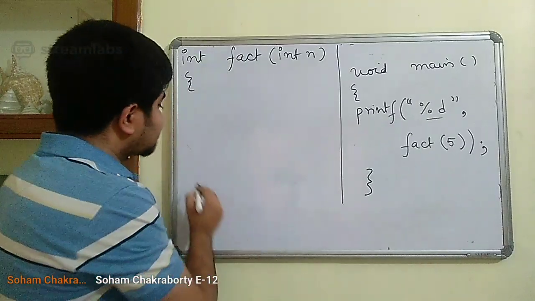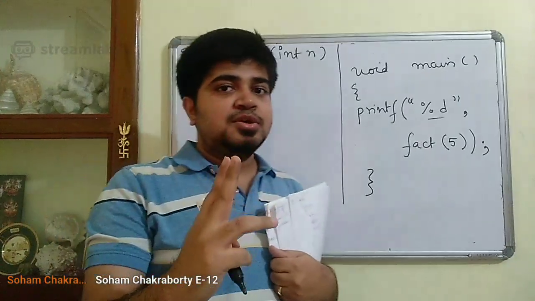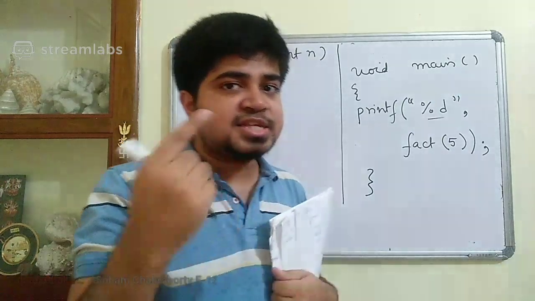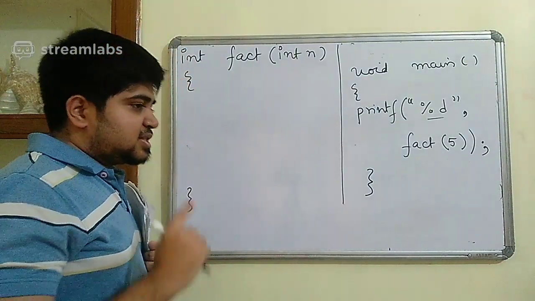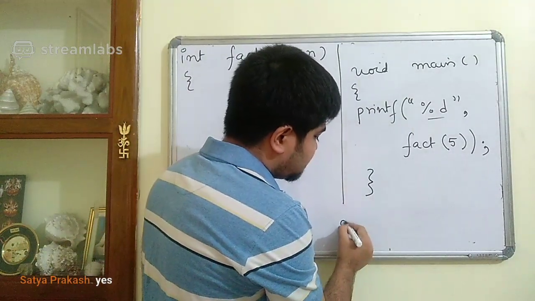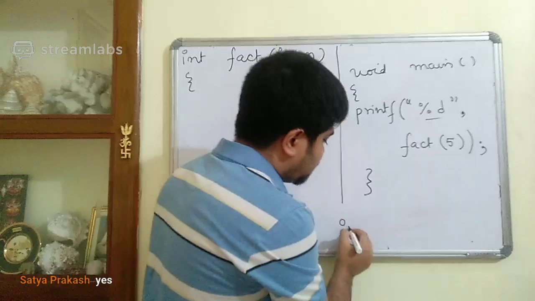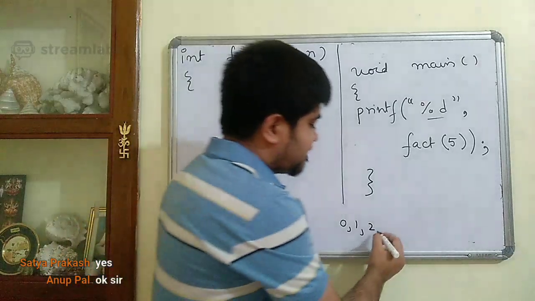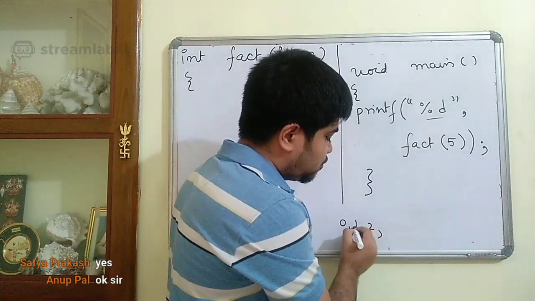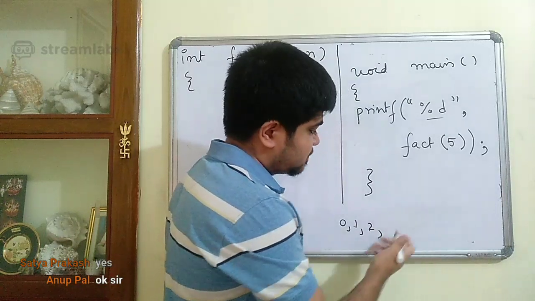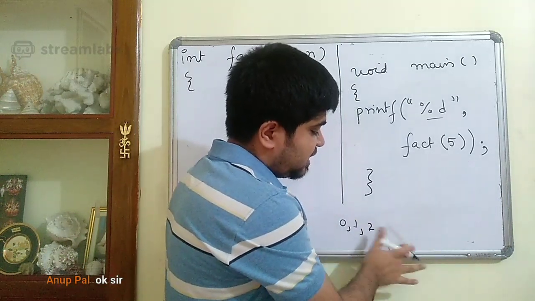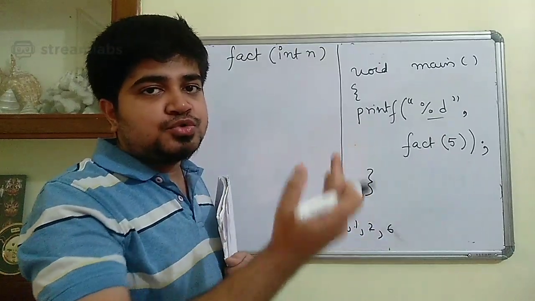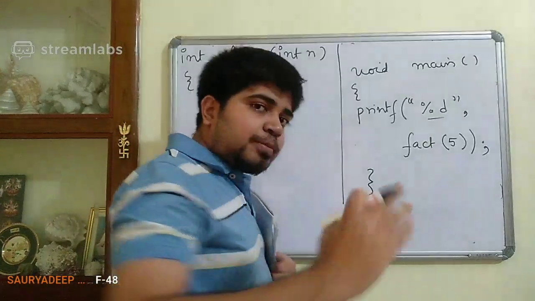Now, as I have said, there are two things. One is the calling, the other is the stopping criteria. So first you have to think, what is the stopping criteria for factorial? Just think, factorial of 0 is 1, factorial of 1 is 1, factorial of 2 is 2 into 1, factorial of 3 is 3 into 2 into 1, and factorial of 0 is 1 obviously. So it is 3 into 2 into 1, which is 6. Like this it progresses. For 4 it is 4 into 3 into 2 into 1. So it is stopping at 1.